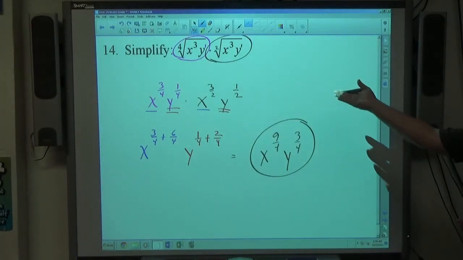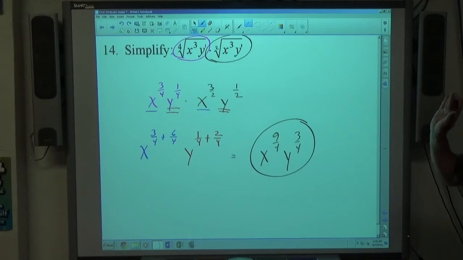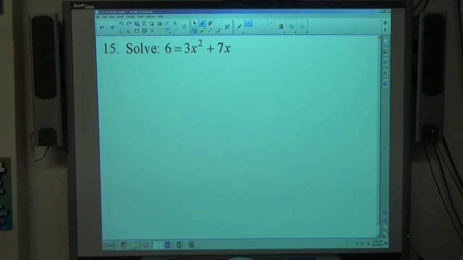Change into fractional powers, add the common bases' powers together, getting a common denominator because fractions are involved. It's a pretty simple problem, but some of you are making it much more difficult than that. So pay attention to detail, do it in the process you're supposed to do it, and you'll be fine.